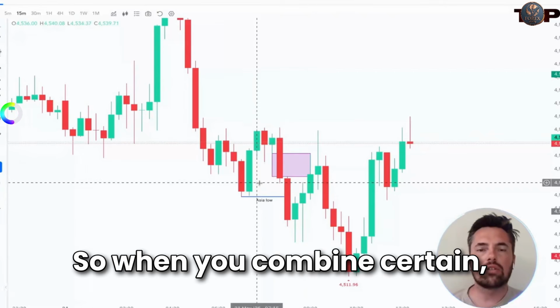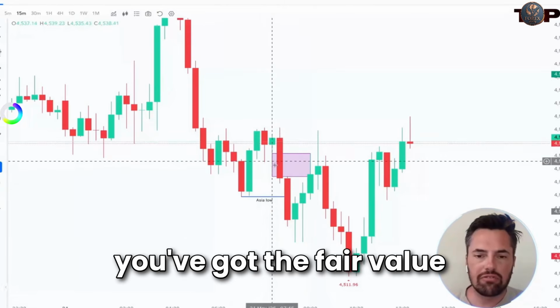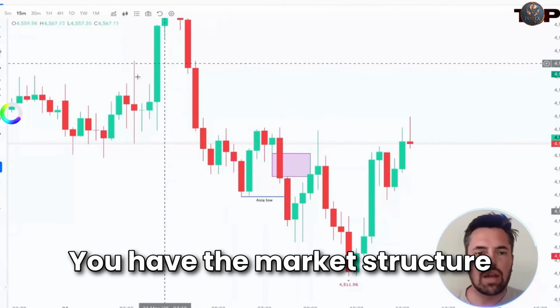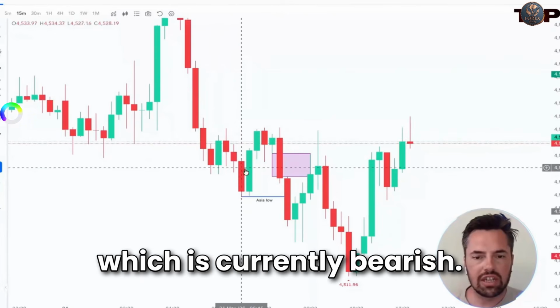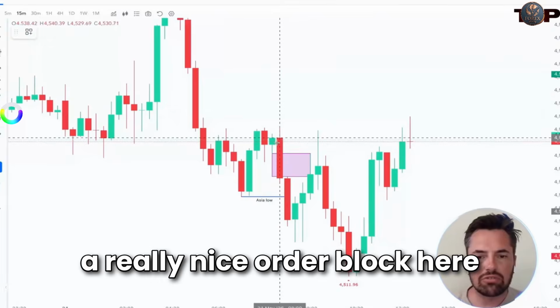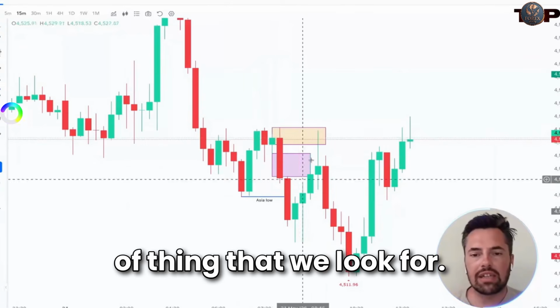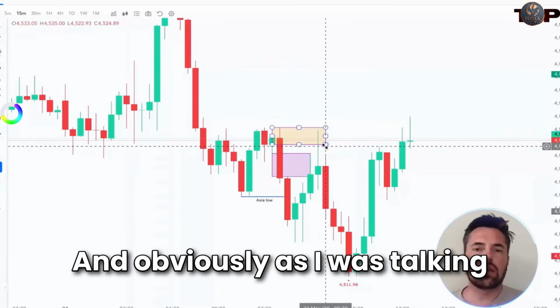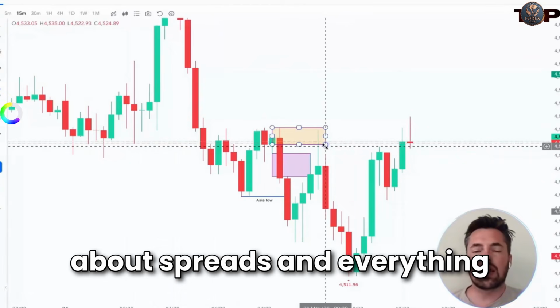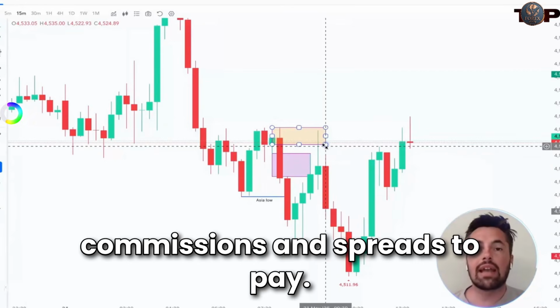When you combine certain different views on how to trade the market, obviously, you've got the fair value gap that broke the low. You have the market structure, which is currently bearish. So in terms of entries and what you're looking for, there's a really nice order block here for you to take a sell from. And this is the kind of thing that we look for. And obviously, as I was talking about spreads and everything on gold, you can get a really clean entry with minimal commissions and spreads to pay.